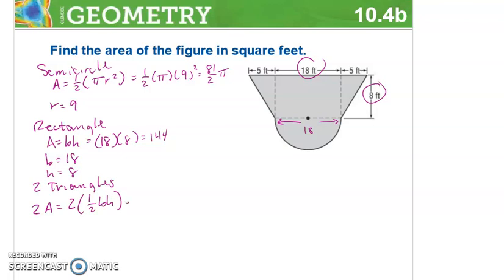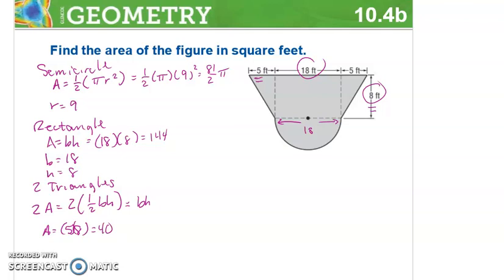So really, if you can see that, it's base times height is all you're doing. The base in this case is the 5, and the height is the 8. If that confuses you what I just did there, then just go ahead and find the area of one triangle and double it. So the area equals 5 times 8, which equals 40 for the area of the two triangles.